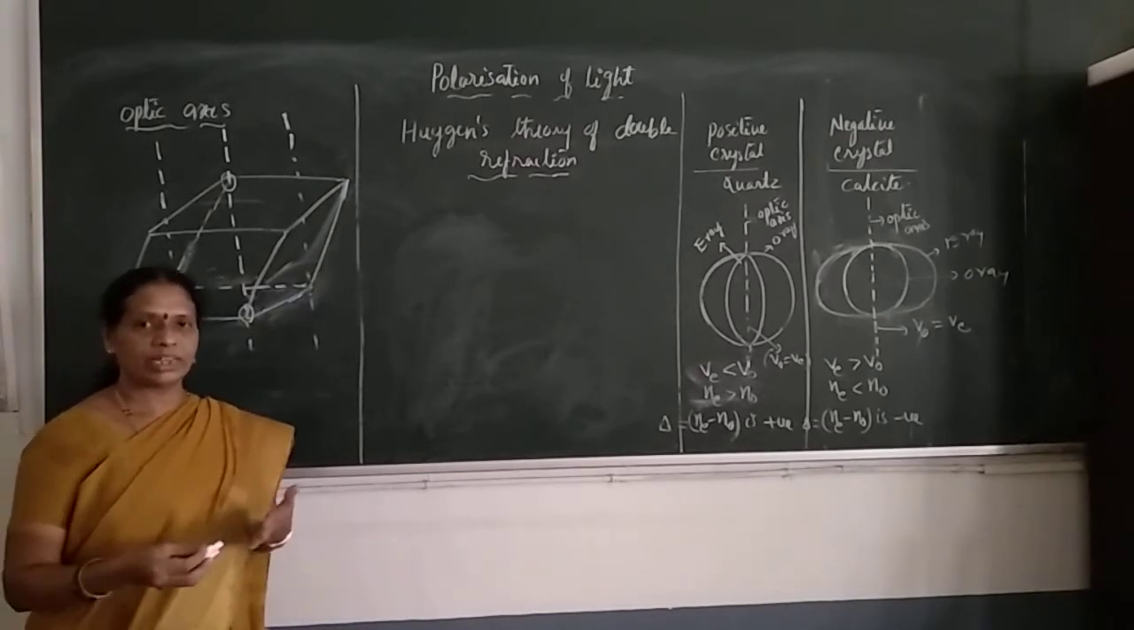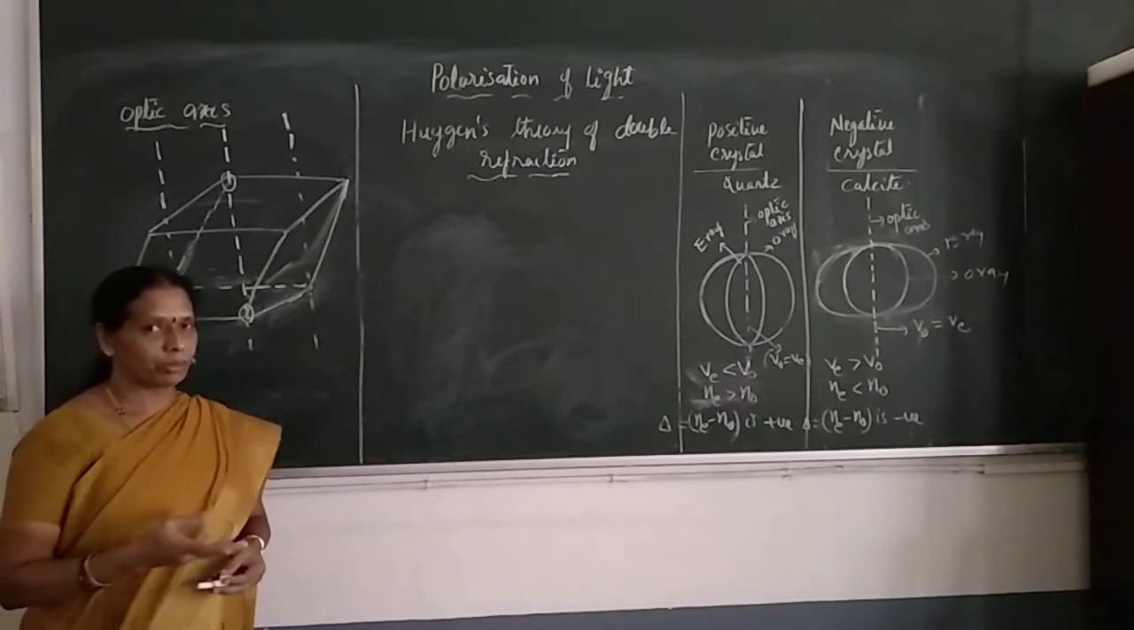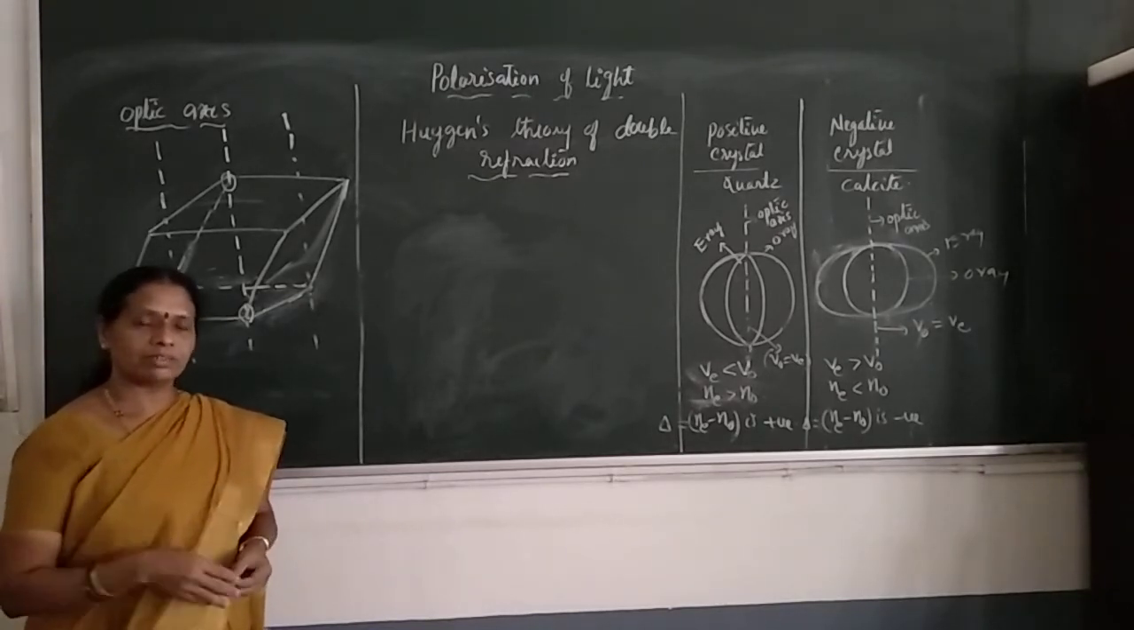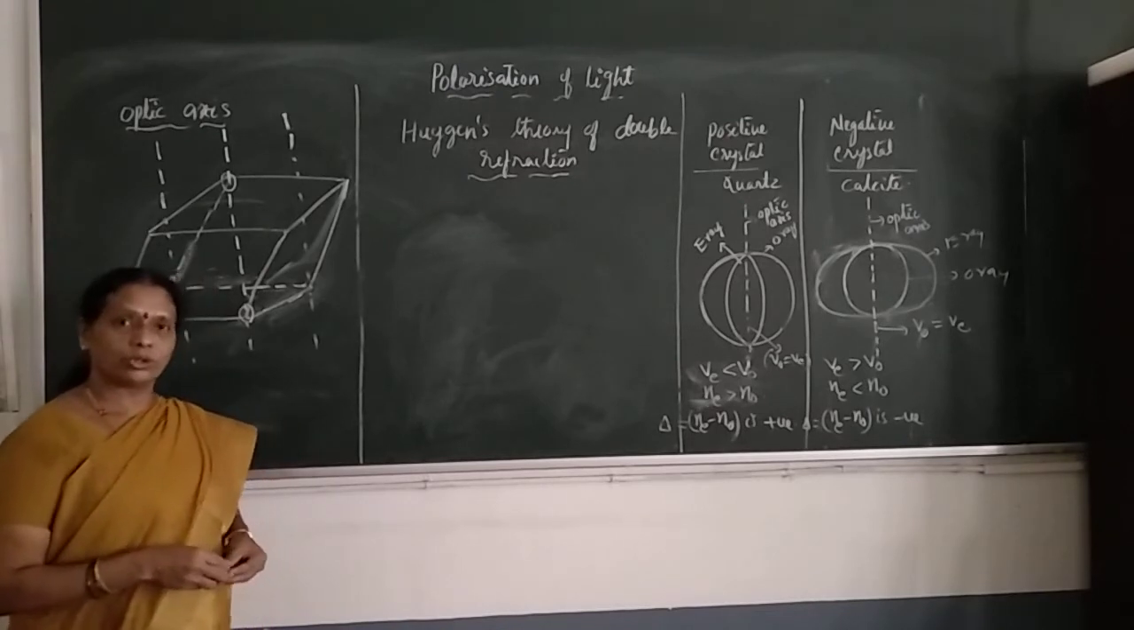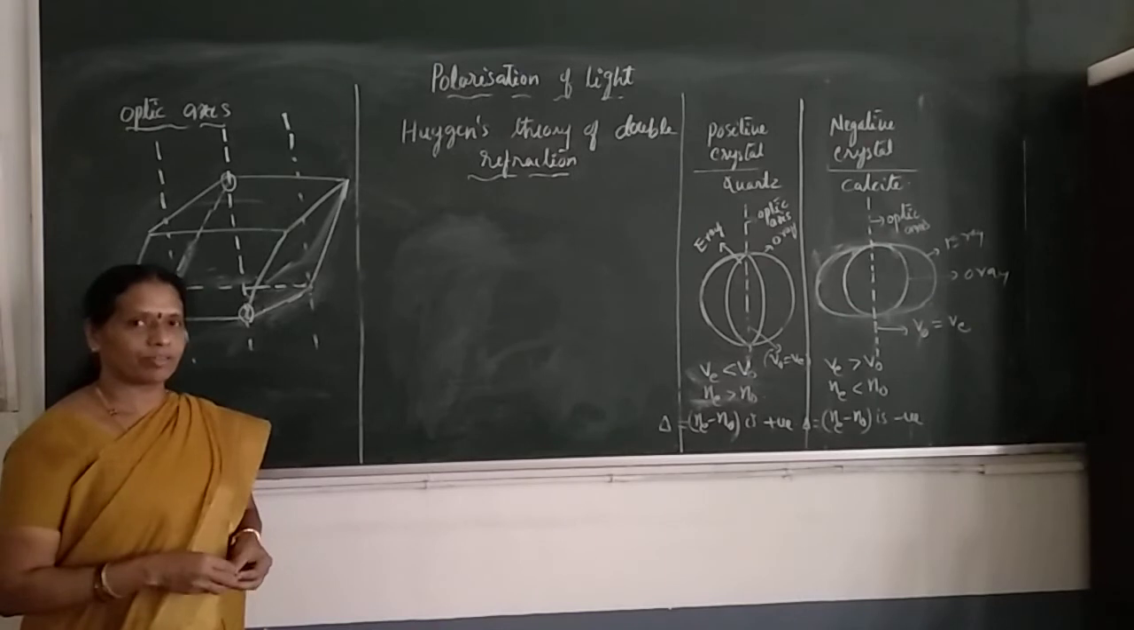Polarized light can be produced by different methods. The methods are by reflection, refraction, double refraction, scattering, and by selective absorption. Out of these methods, we discussed only two: by reflection and by double refraction.